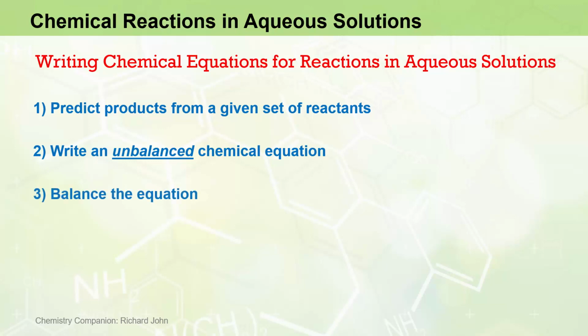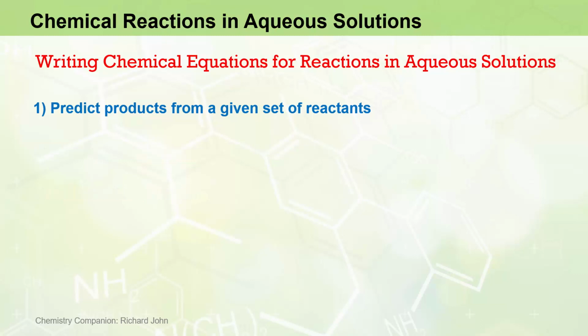And then 3. Finally, we are going to have to balance the chemical equation, ensuring we have equal numbers and types of atoms on both sides of the equation. We'll look at each step in more detail, starting with step 1, predicting the products of a chemical reaction.